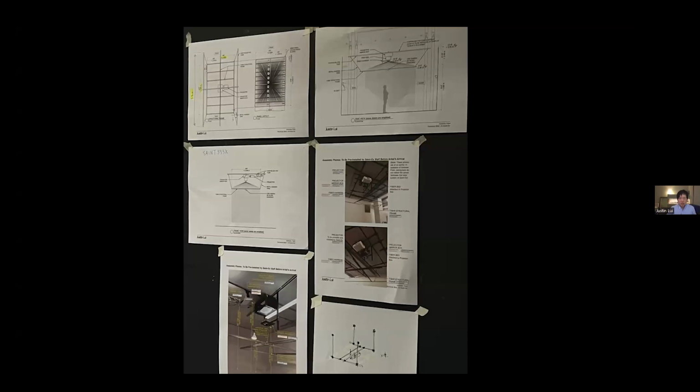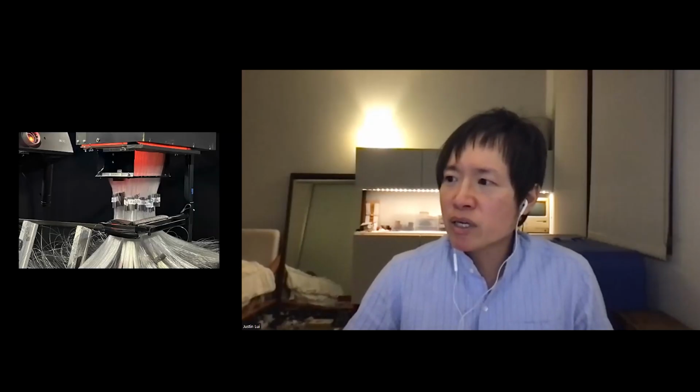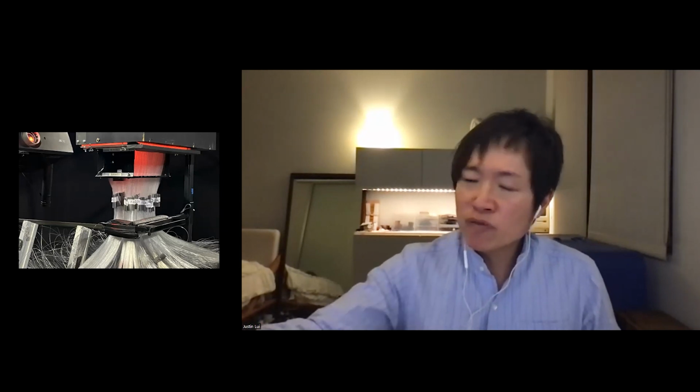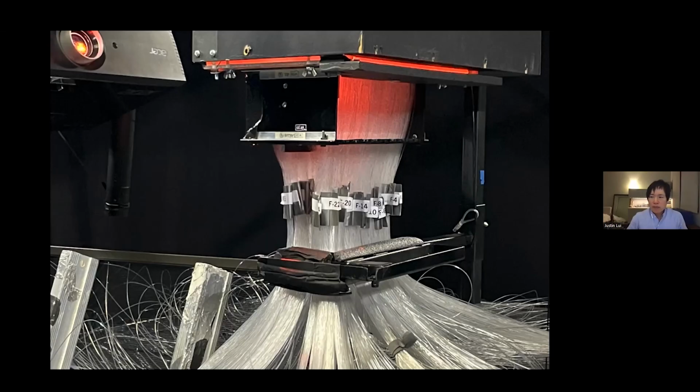Here's those diagrams. I pinned them on the wall, and those would be constantly referred to as we were assembling it on site. All those fibers, I mentioned earlier, each panel has an individual number, and that number is labeled up at the other end where the fibers connect to the projector, and you can see the labels there.